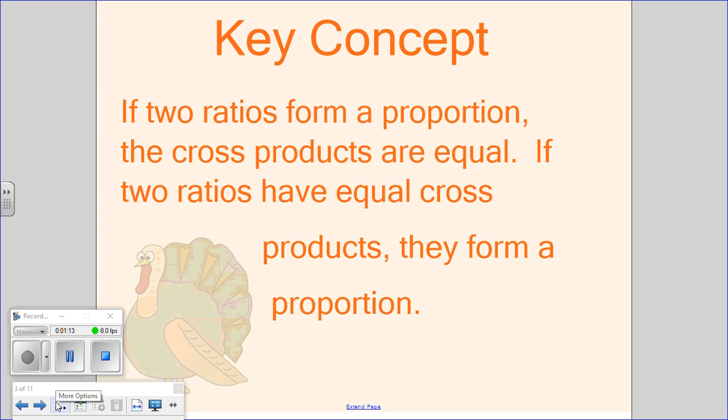So the big key concept here before we get started with some examples is that if two ratios form a proportion, we're saying that their cross products are equal. If two ratios have equal cross products, then they form a proportion. They would be proportional.